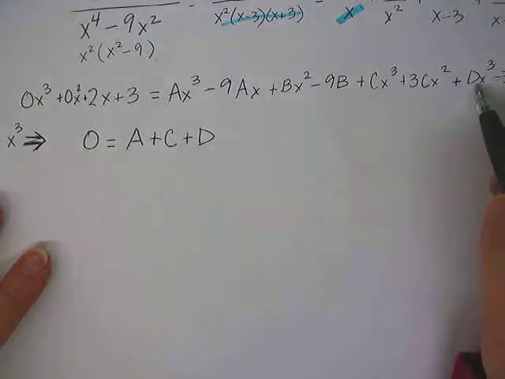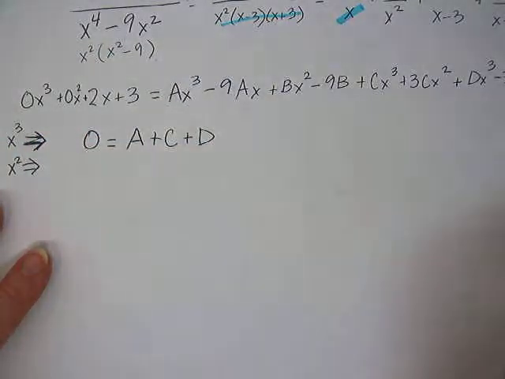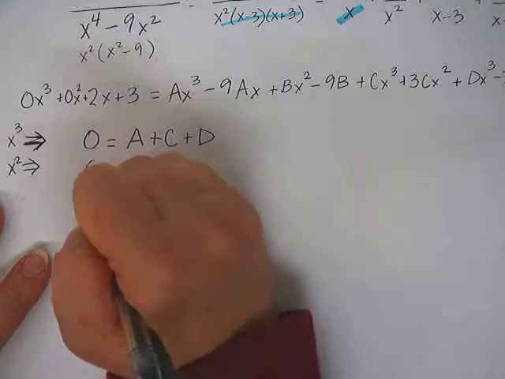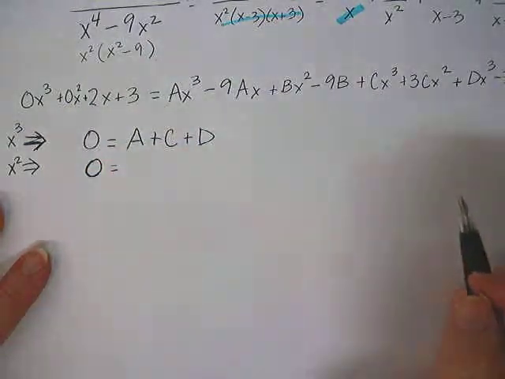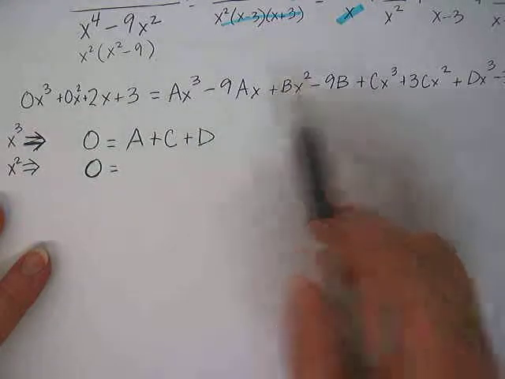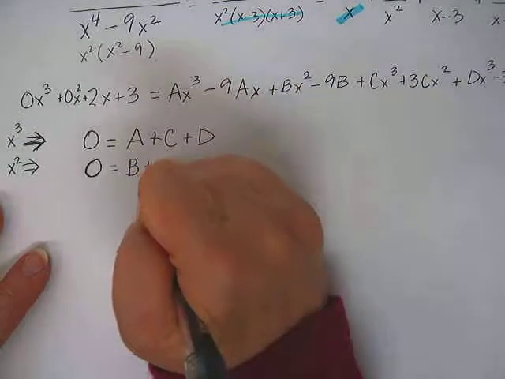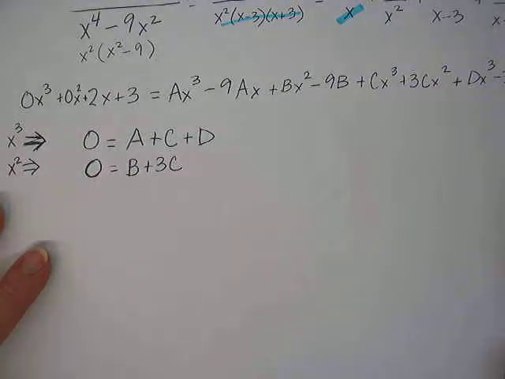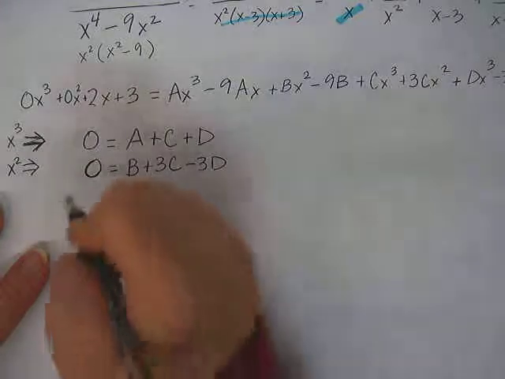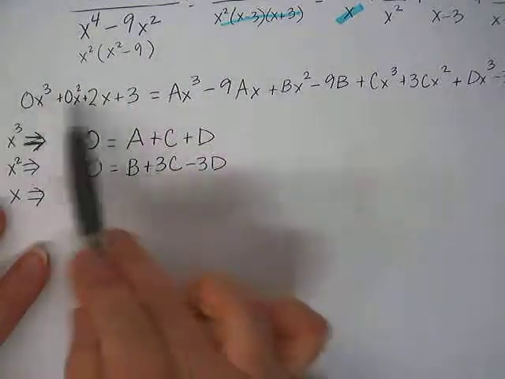I have a positive c with an x cubed. And I have a positive d with an x cubed. Okay? Now let's look at the x squared terms. What x squared term do we have on the left? What does it equal? 0. Okay? So now we look at our terms here that are x squareds. We have a b. Good. 3c, very important distinction, and a negative 3d.